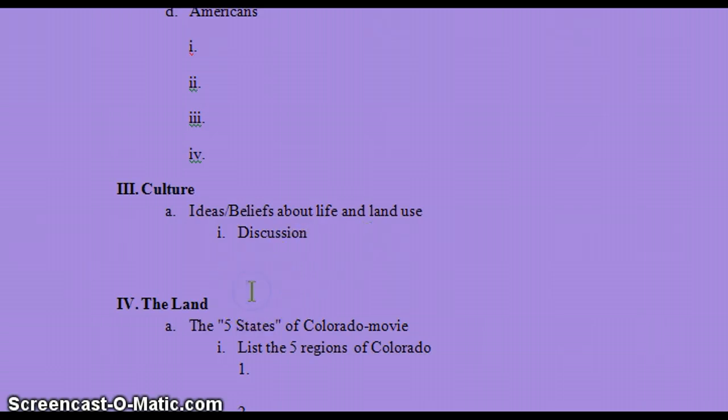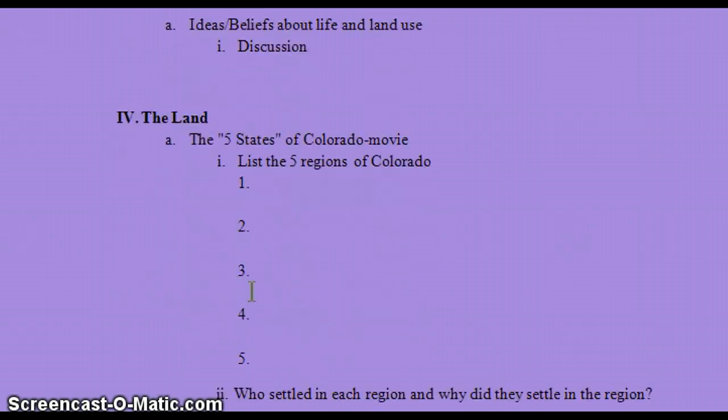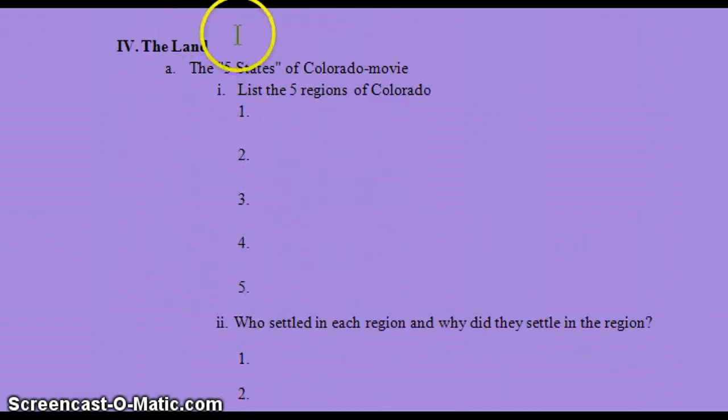The last thing we're going to do this first week in Colorado history is you're going to watch The 5 States of Colorado. Within the movie, you are going to learn about many things. But the things I want you to focus on, you can see here in the outline, are that I want you to know the 5 regions of Colorado. Colorado has a very diverse geography. The geography influences who settles in what area, along with what they do in the area for economic sustenance.